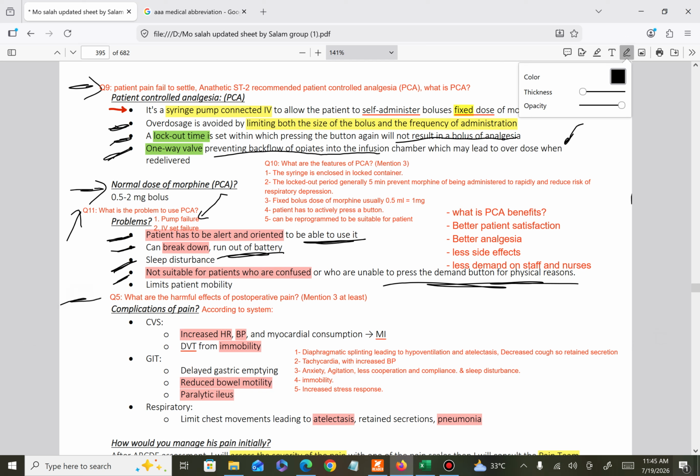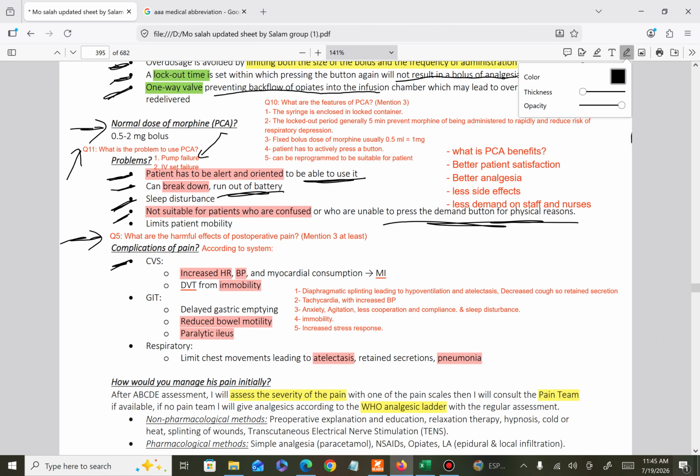Then question number 5: what are the harmful effects of post-operative pain? The complications can be on the cardiovascular system, GIT and respiratory system. On the cardiovascular system, it increases the heart rate, BP and myocardial oxygen consumption, which may lead to myocardial infarction. It can lead to DVT from immobility.